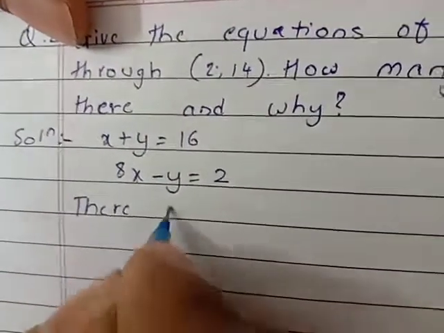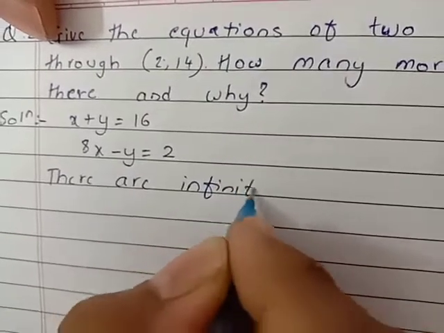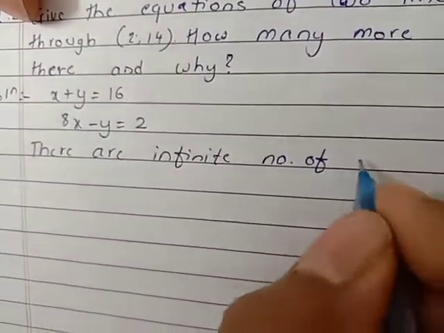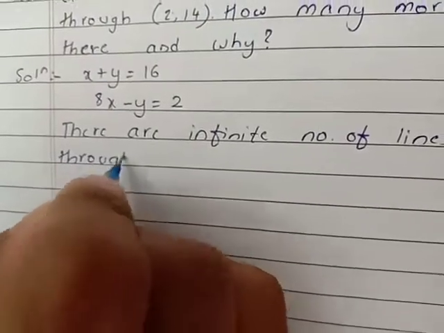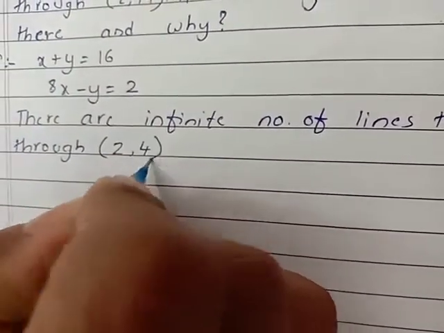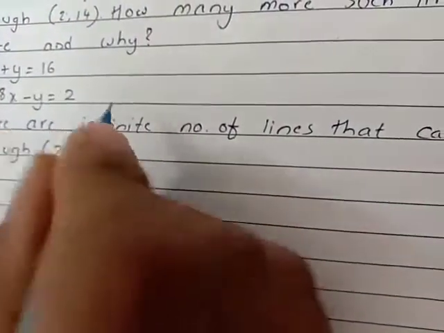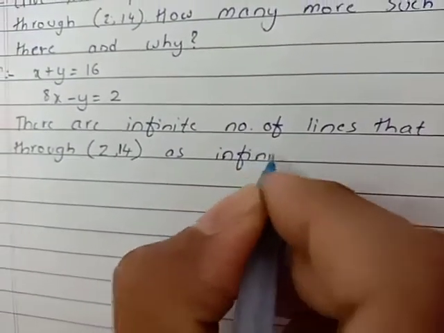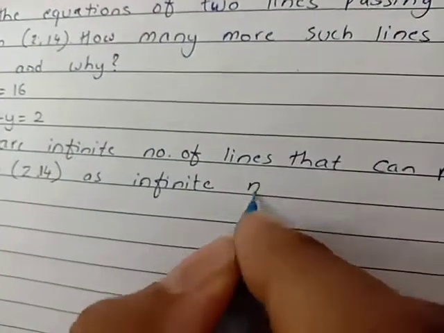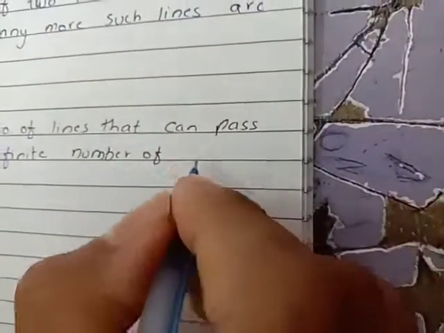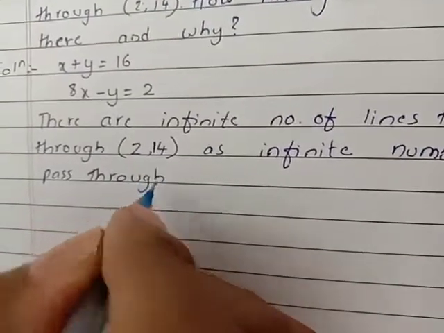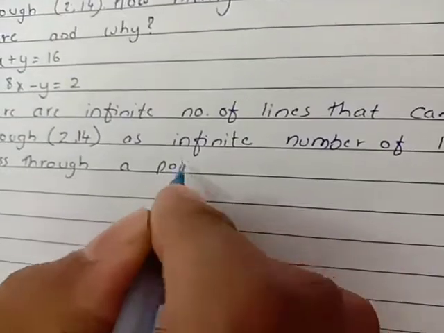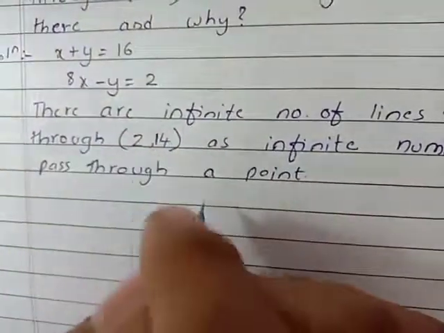So there are infinite number of lines that can pass through 2 comma 14, as infinite number of lines pass through a point. You know that from a point you can draw many lines, infinite lines.